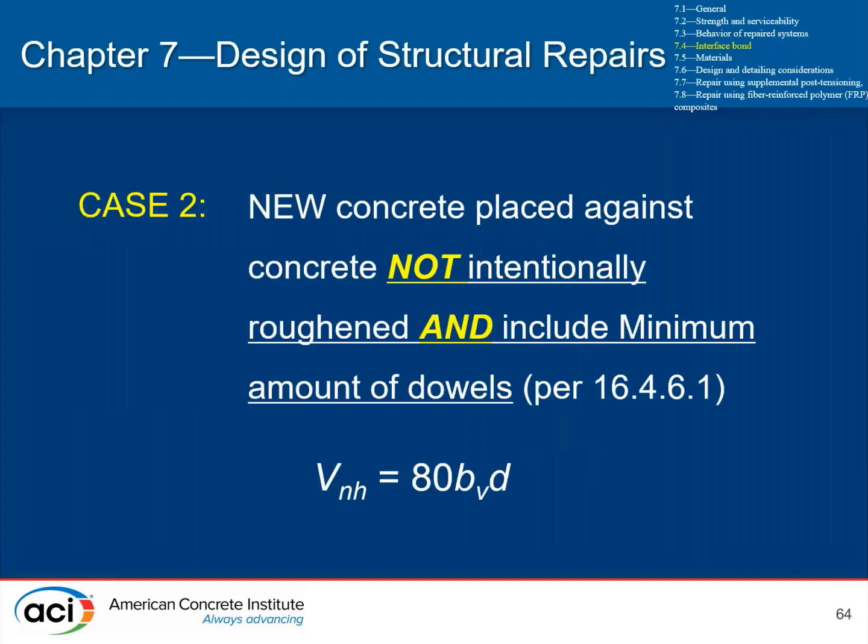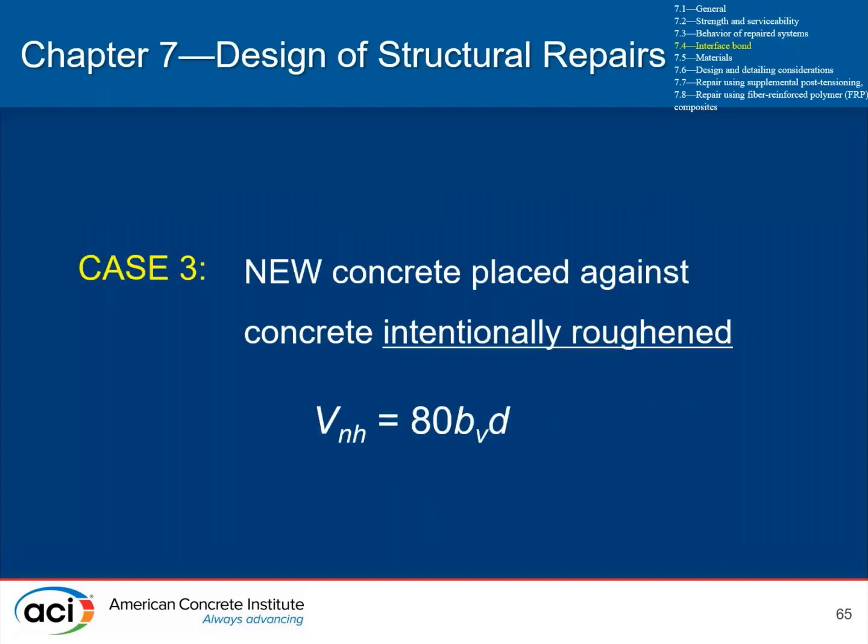And for new concrete placed against concrete not intentionally roughened, to include a minimum amount of dowels, the permissible shear stress is 80 psi, and the nominal shear capacity is equal to 80 times the width times the depth. For new concrete placed against concrete intentionally roughened, similarly, it's 80 bvd.